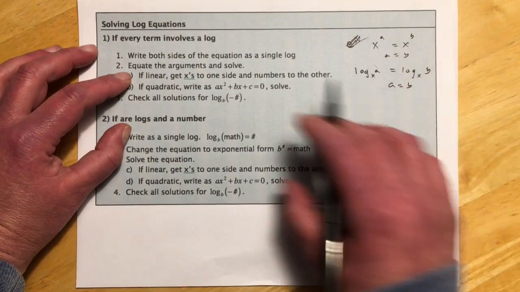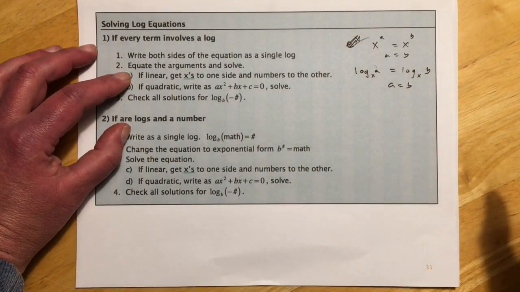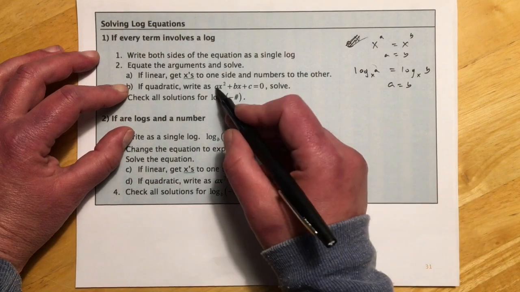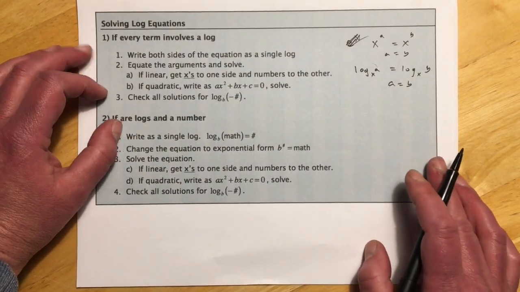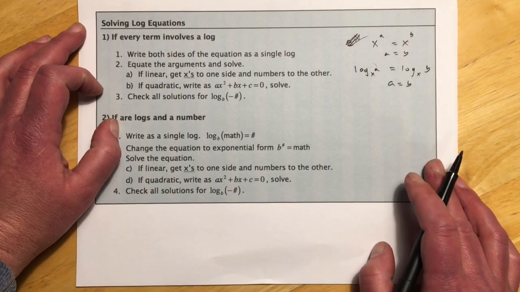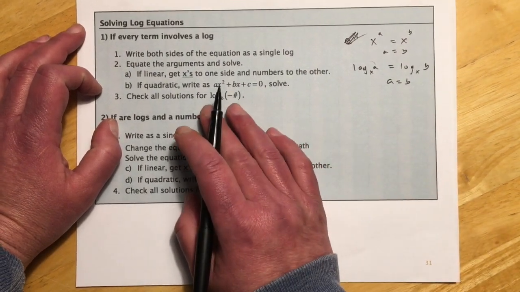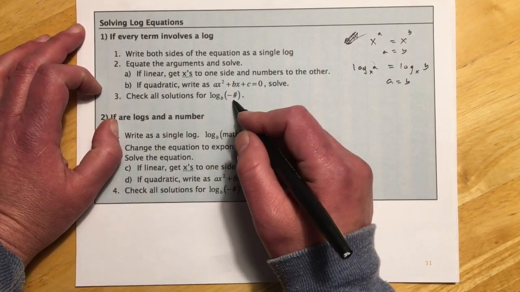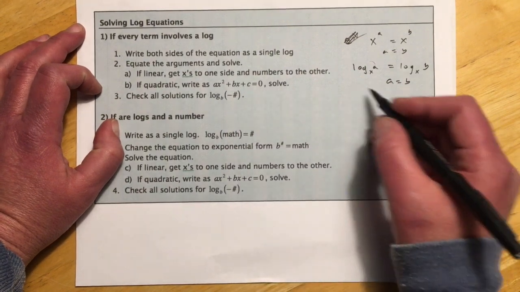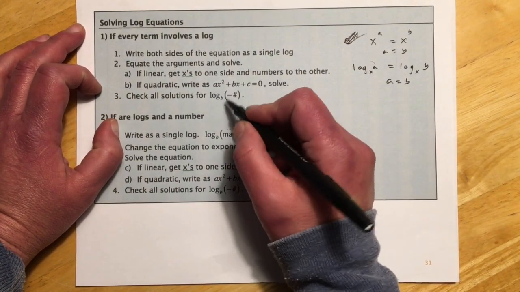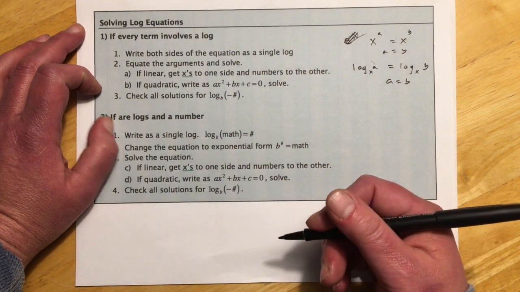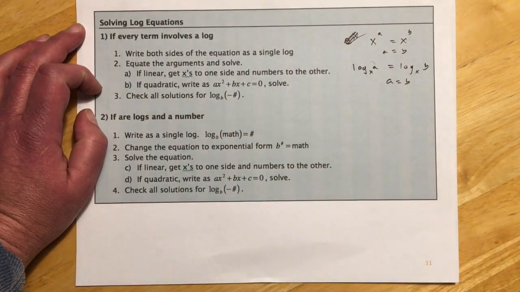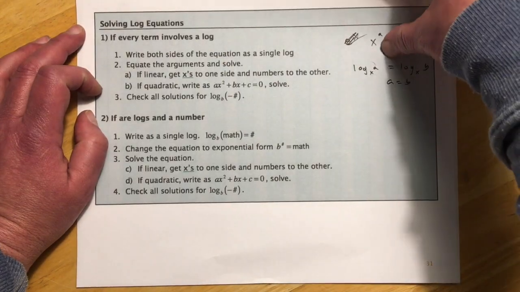If it's linear, we want to get numbers on one side, x's to the other. If it's quadratic, we want to get it set to 0 and then factor and solve it. And then, just like the last example, this has one little problem, which is we can't take logs of negative numbers. So if we end up with log of a negative in our solutions, then we have to throw out that answer. I'll cover the second one when I get to an example that does it.